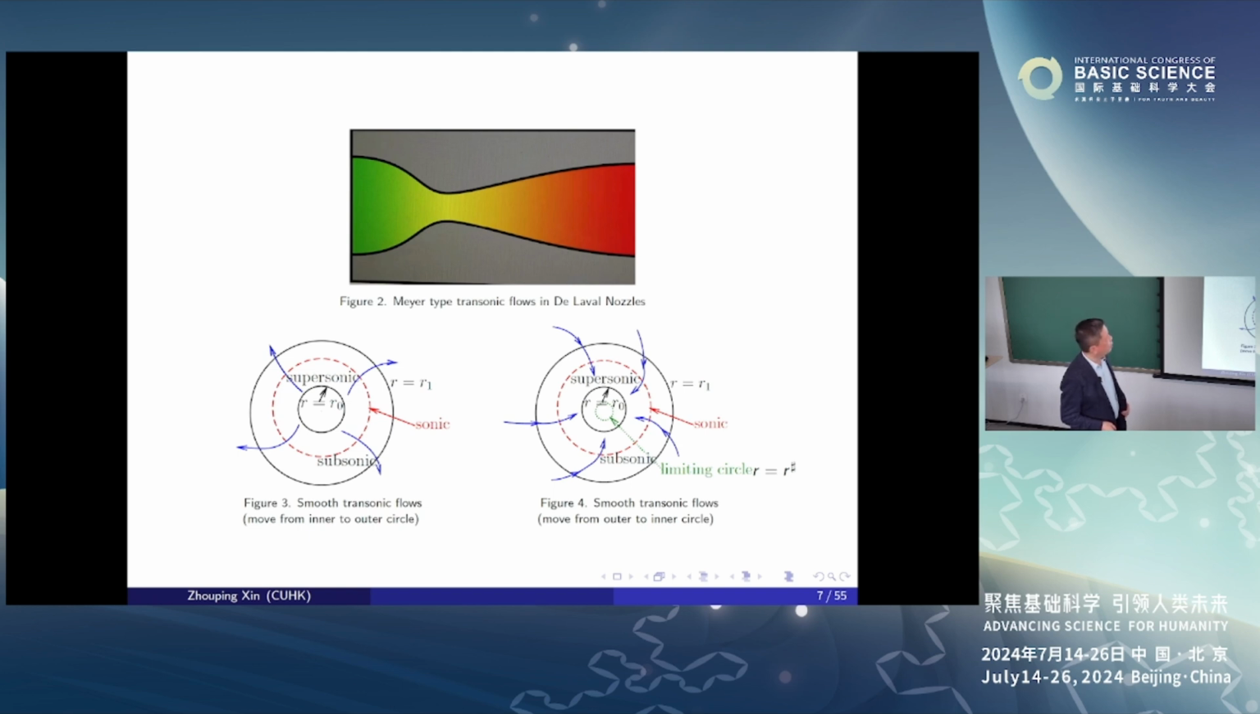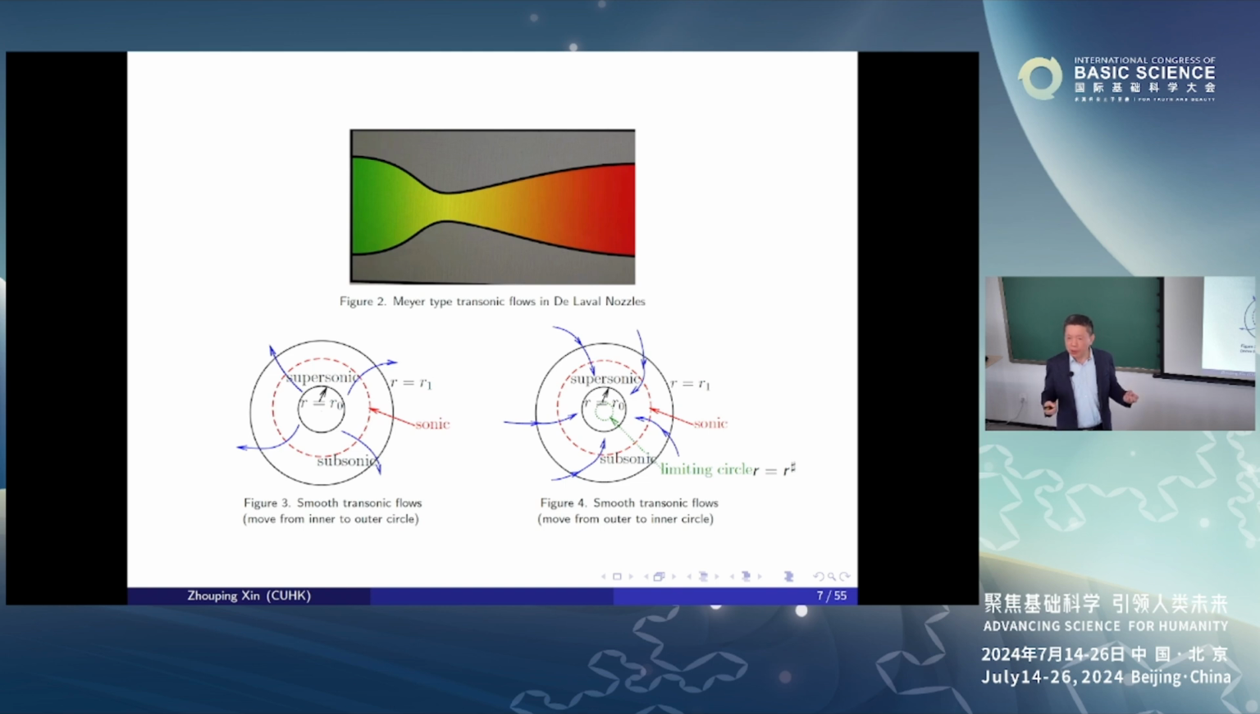Okay, I will discuss with you. So this is one type of transonic flow. The transonic flow was actually found by Courant and Friedrichs themselves. Then, in the two-dimensional case, you can use the hodograph transformation.